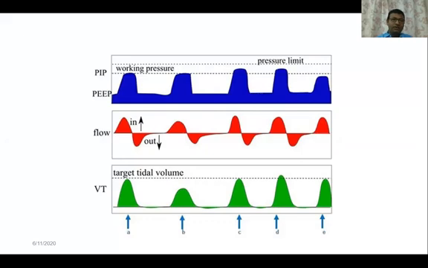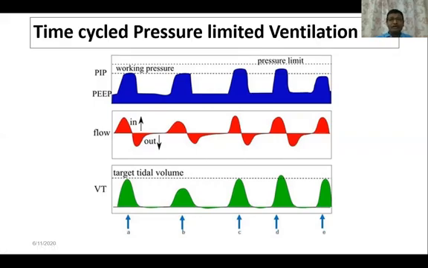Now just look at this waveform. Again, you have a constant pressure, or not constant, say a square waveform. So you have a pressure mode. And if you look at the flow waveform, inspiration is followed by expiration without any pause. So this is nothing but time cycle pressure limited ventilation.